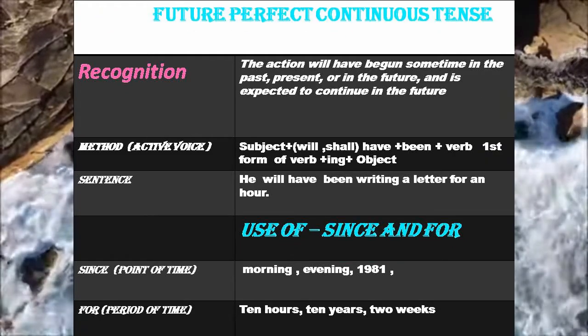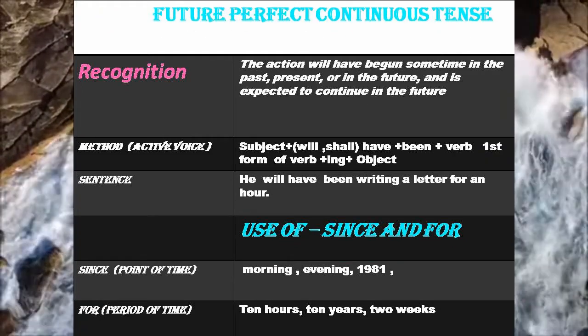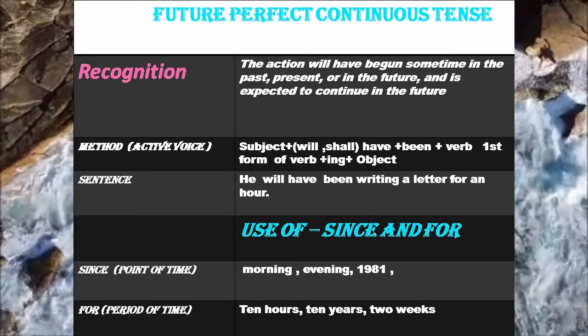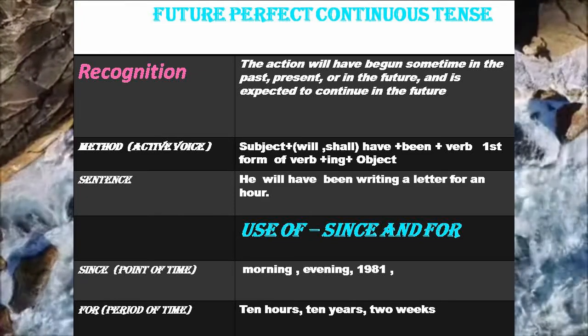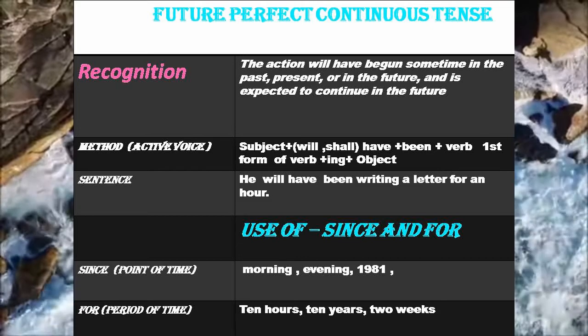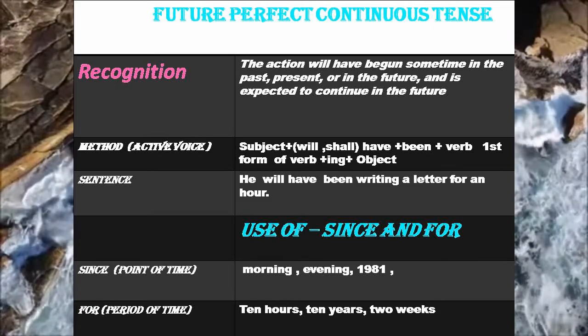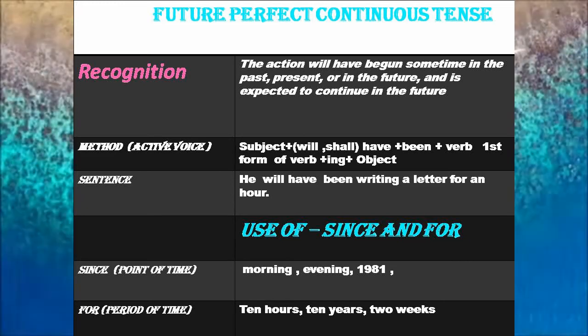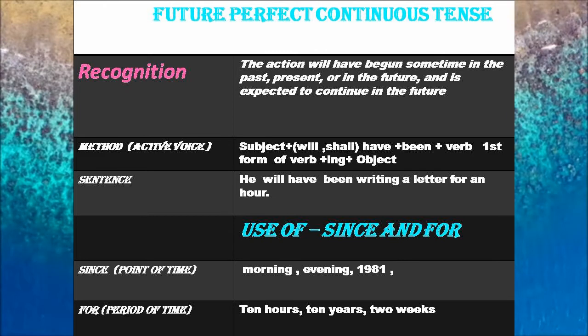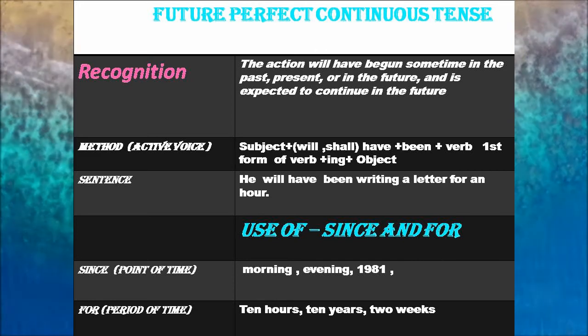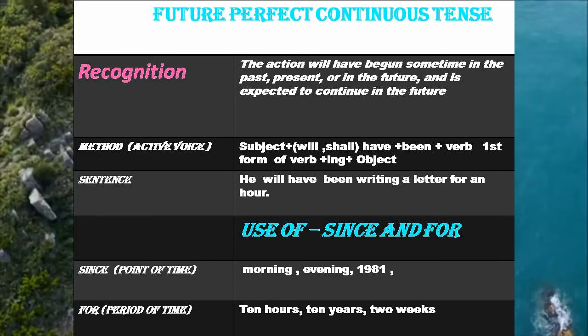Future perfect continuous tense. The action will have begun sometime in the past, present, or in the future, and is expected to continue in the future. Method: subject plus will, shall plus have plus been plus verb first form plus ing plus object. He will have been writing a letter for an hour. Use of since: point of time, morning, evening, 1982. Use of for: 10 years, 10 hours, 2 weeks.